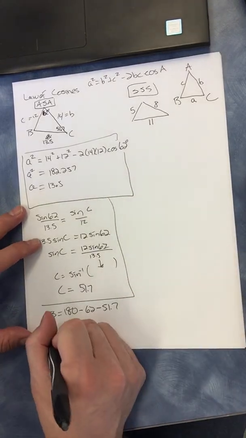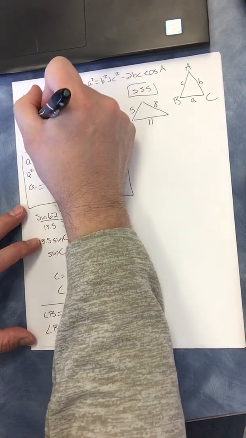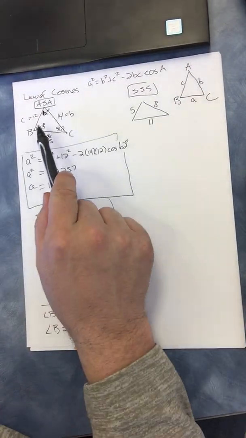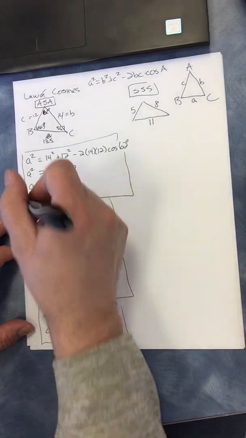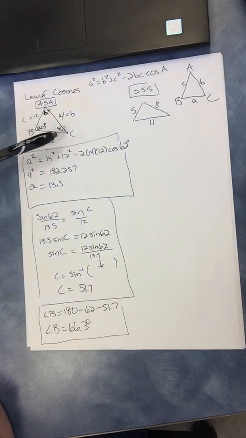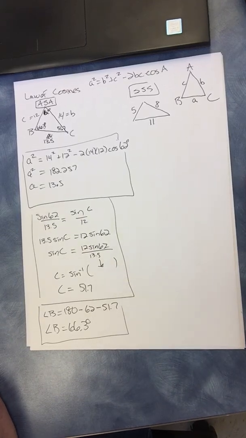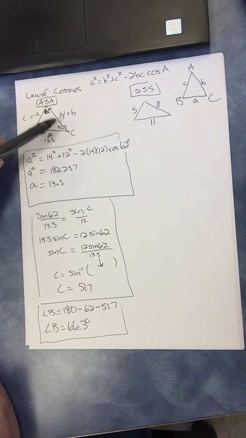And I get 66.3 degrees. So my last angle is 66.3 degrees. So it didn't end up being an obtuse angle, so I could have used the law of sines. But if one of those was obtuse and I used the inverse sine, I wouldn't get it. It would give me the wrong angle. And you can tell that they're wrong when the side lengths are off.